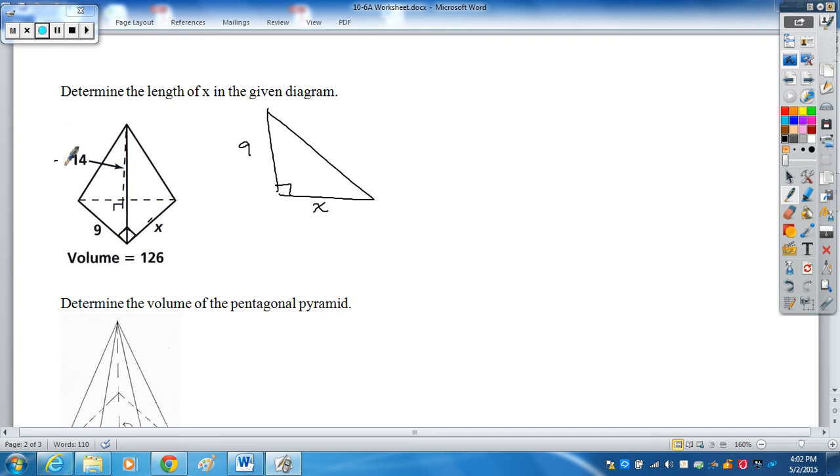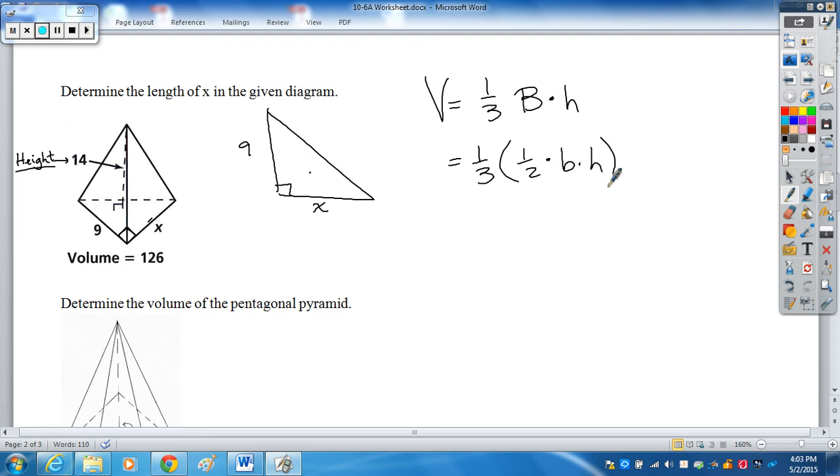And the height is given right here. Height. All right. So if I were to plug this in, volume equals 1/3 the base area times the height. Your base area is actually going to be the area of this triangle right here. 1/2 base times height times the height. Now, it should be understood that this is the height of your base. Height of base. And this is the height of your pyramid.